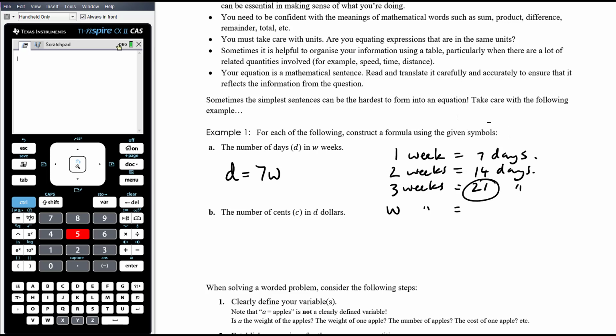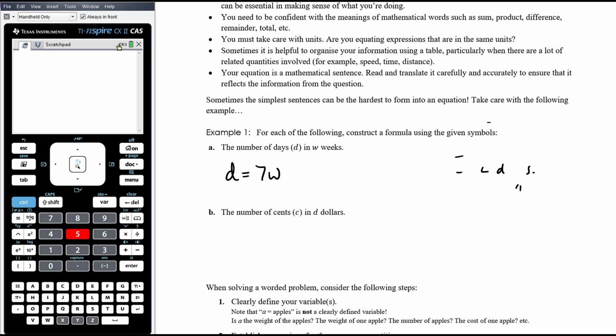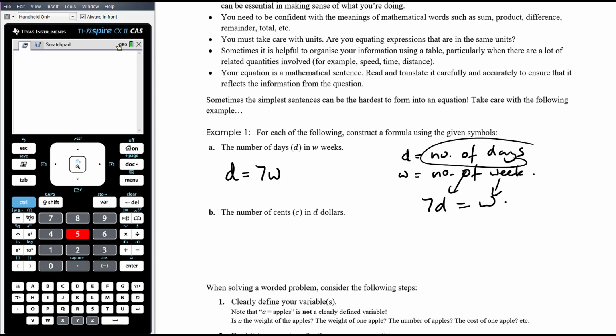And that's where it's important that your variables are clearly defined. D doesn't equal days. D is number of days. And W equals number of weeks. So when you say there are 7 days in a week, you're not interpreting the variable correctly, because if you read the sentence properly, it says 7 times the number of days equals the number of weeks, which is not true. If you write down an equation, check it, try it.